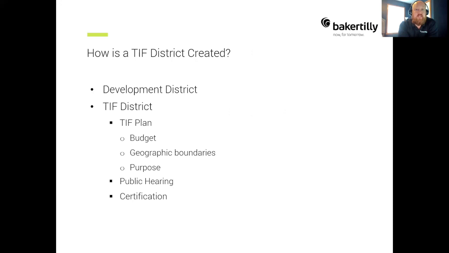So how is a TIF district created? First, the city, or in this case, the Port Authority, would have a development district, which is a larger area within which they create individual TIF districts. I would need to go back and check for Fergus. Most cities have a development district that is already the boundaries of the city. It just keeps things simple, and then within that, you can create individual TIF districts.